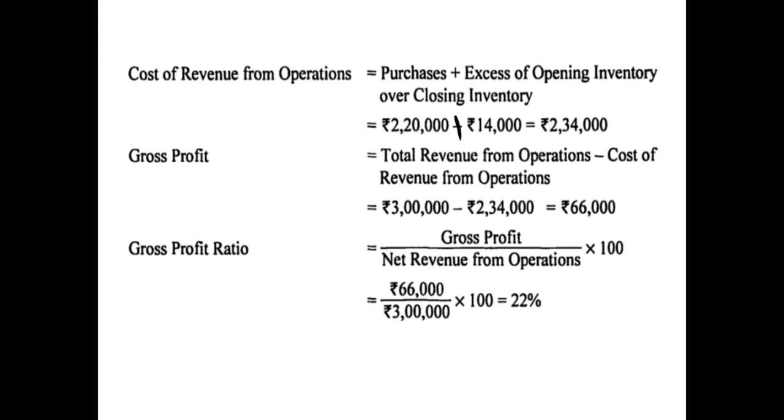So we have all the values. Now we'll put the values in the formula of gross profit ratio, that is gross profit upon net revenue from operations into 100. That means 66,000 upon 3 lakh into 100, which will come to 22%. So that means your gross profit ratio is 22%. So I hope this question is clear to you. Let us proceed to the next question.